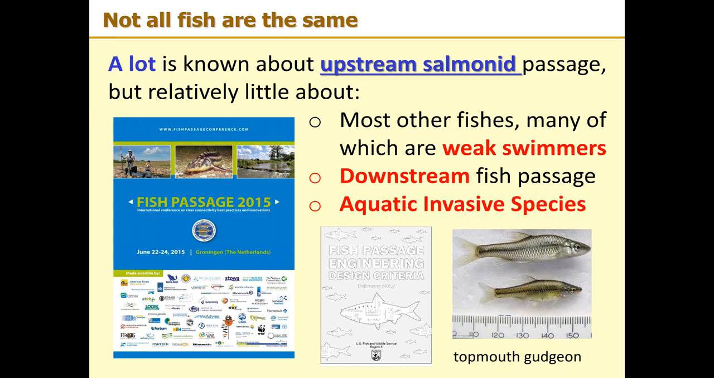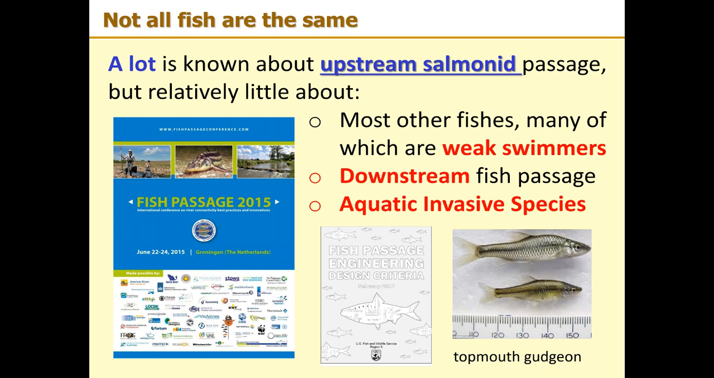And just to remind you that in Europe alone, we probably have in the order of 500 different species of fish, of which salmonids are just a handful. So information on swimming ability and swimming stamina for most other fish, let alone invertebrates, is very, very patchy in the best of cases. And the information we have refers almost exclusively to upstream passage. There is very limited information on downstream passage of species other than salmonids.